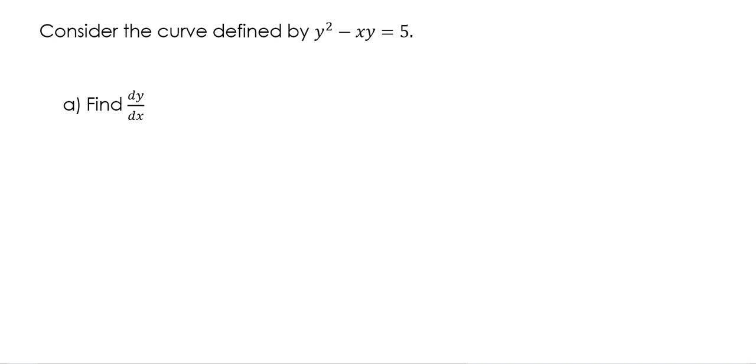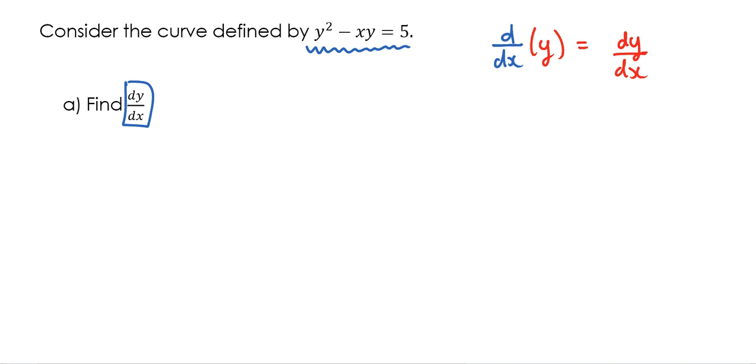All right, so for the last question here, I give you a function where I have y's and x's. Now, in order to do a problem like this, you need to recall that if you're taking the derivative of a y variable, the derivative of y is dy by dx. For one of these questions where you have to find the derivative implicitly, you have to remember that the derivative of y is dy by dx. So the very first question is find dy by dx. That's the same thing as find the derivative of this function here.